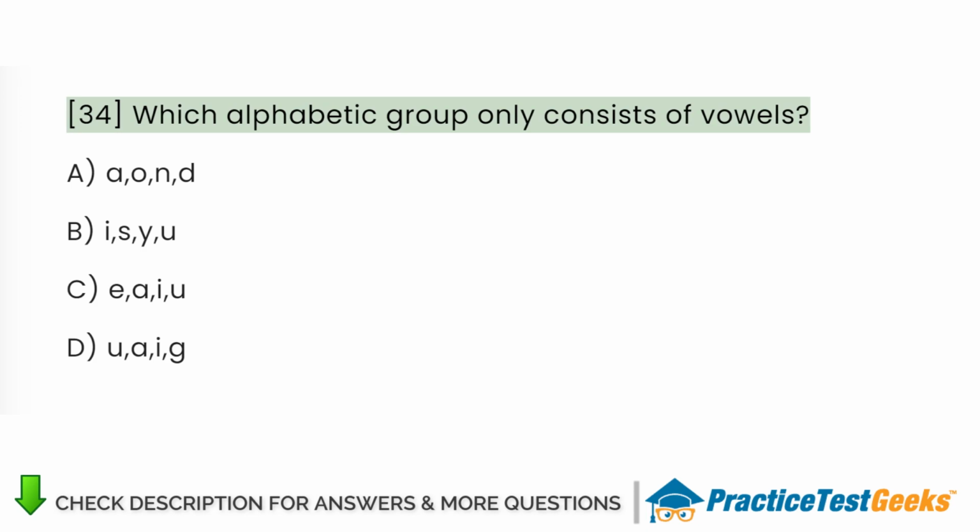Which alphabetic group only consists of vowels? A. A, O, N, D. B. I, S, Y, U. C. E, A, I, U. D. U, A, I, G.